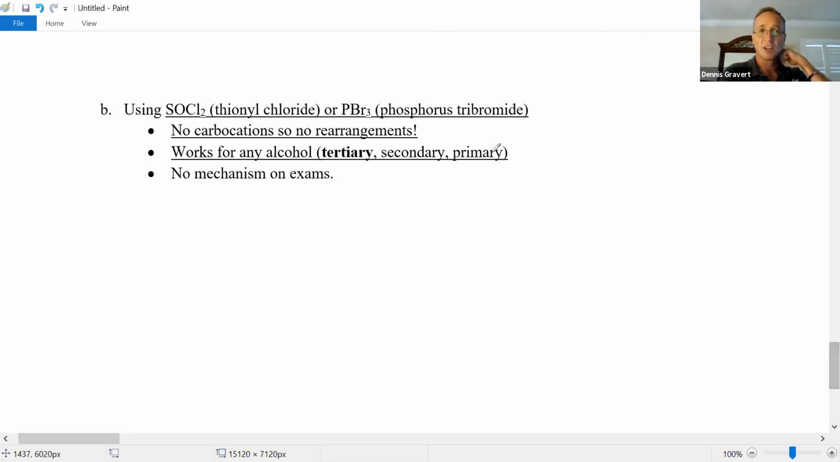If you want chlorine, use thionyl chloride, SOCl2. It looks like this if you want a structure. Thionyl chloride is the common name. Phosphorus tribromide, well, that one's pretty easy. Phosphorus in the middle, 3 bromines.